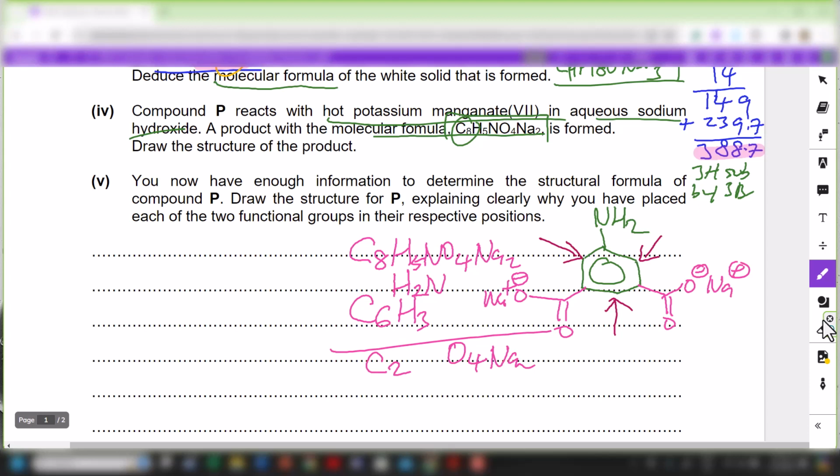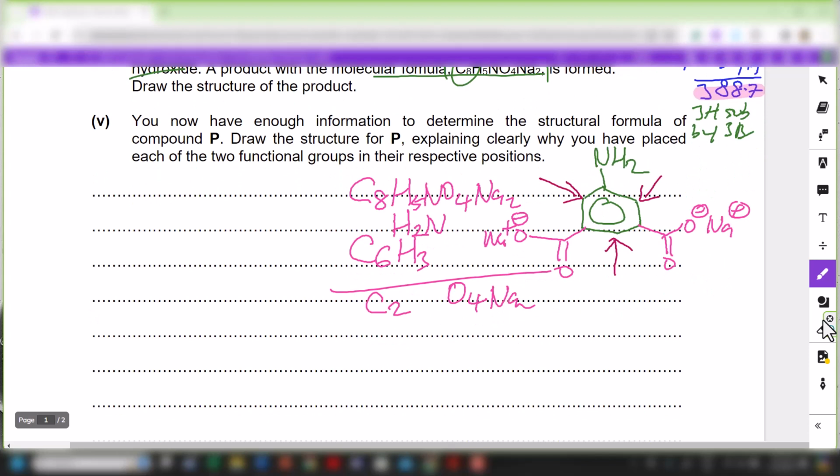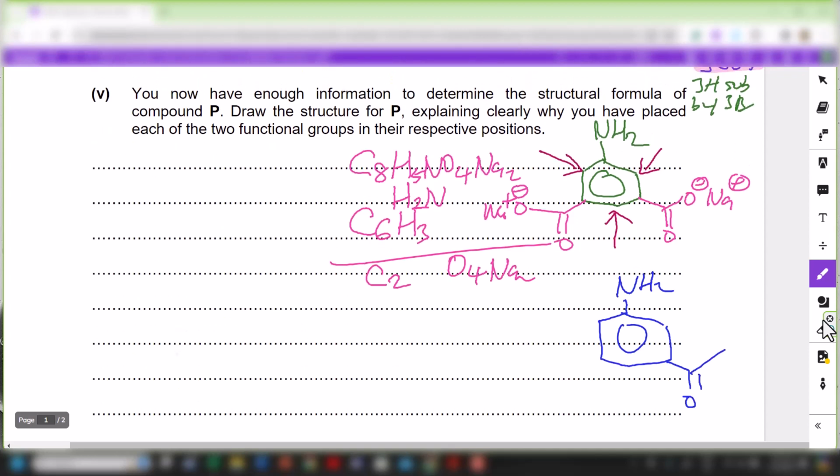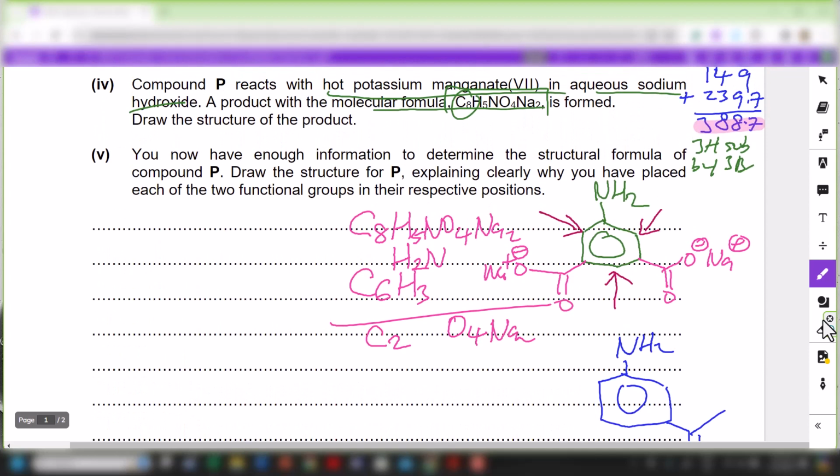Okay, then for part 5, you now have enough information to determine the structural formula of P. Draw the structure of P, explain how you have placed each of the 2 functional groups. Okay, so based on this, I'm going to show what my P is likely to be. So my P is likely to, again, be phenolamine. Okay, and of course, I'm going to keep 2, 4, 6 empty. Okay, so one of them is likely due to a ketone. Okay, because upon side chain oxidation, one of the carbons is gone.